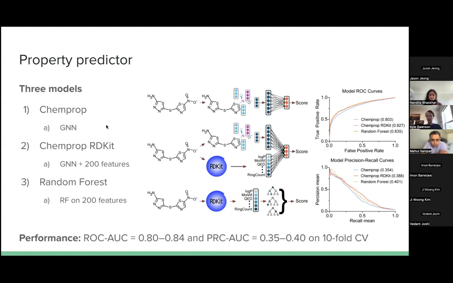And as I mentioned earlier, the way it works is it takes the molecule's input with the basic features of atoms and bonds, and then it runs a graph neural network on that graph structure, and then predicts the score, which for us will be the likelihood of antibiotic efficacy.